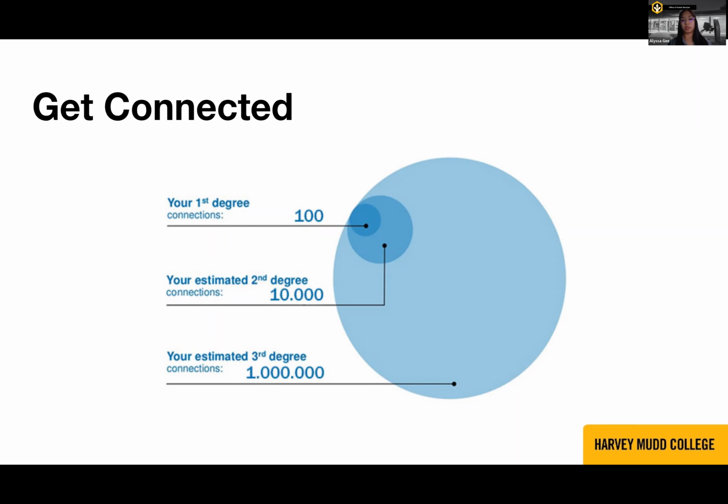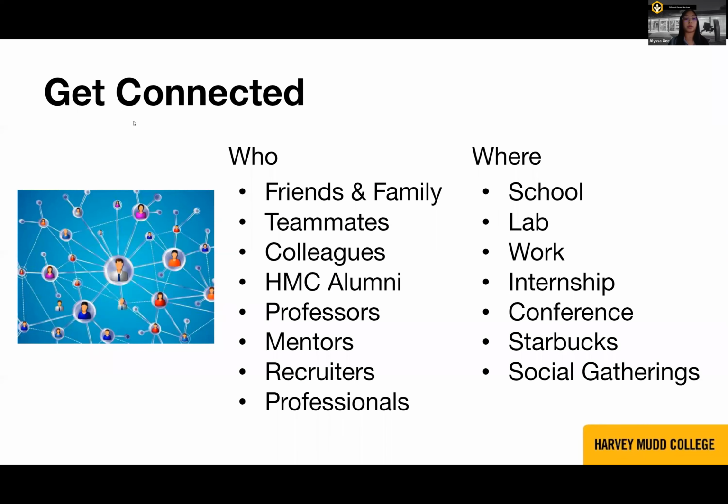So it's always great to build your connections. You might wonder who you want to get connected with. You could get connected with, honestly, anyone and everyone that you've spoken to or want to speak to or have connections with already in real life. Like I said, LinkedIn has that great tool of showing you who your second and third degree connections are. So connect with your family and friends, colleagues, alumni, professors, people you meet at lab, work, or internships, conferences, even Starbucks and social gatherings. You never know who someone knows. So it's always great to build those connections, in person and on LinkedIn.